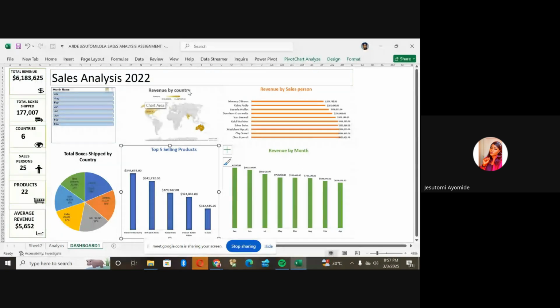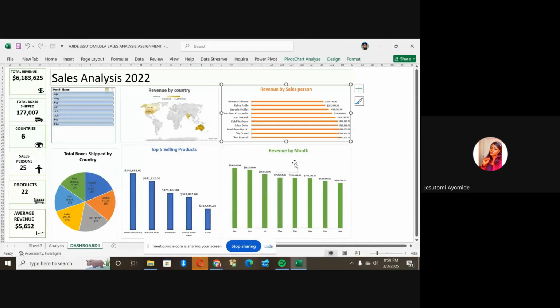So for the revenue by country, I used a map diagram to represent each country. Then if I click my cursor here, you will see that Australia had the highest revenue, which was 1,157,367. Then coming down to revenue by salesperson, we can see here that Chess Bonnell made the highest revenue as a salesperson, while Manny O'Brien made the lowest revenue.